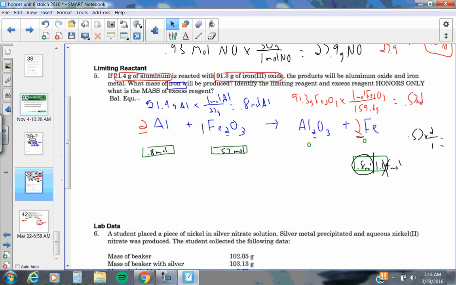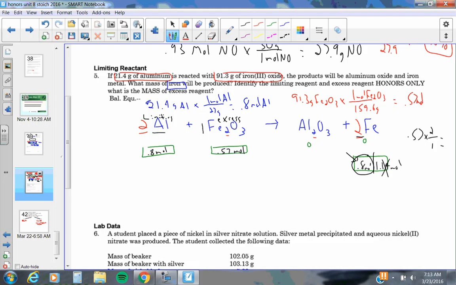So, we haven't answered any of the questions yet. They want to know what mass of iron will be produced. They want to know the limiting reagent and the excess reagent. So here's how I determine limiting and excess. How come I can only make 0.8 moles? That was limited. I put that on the left because that was my first one. That was limited by the aluminum. So my limiting reagent is the aluminum. That means I'm going to have excess iron 3 oxide.